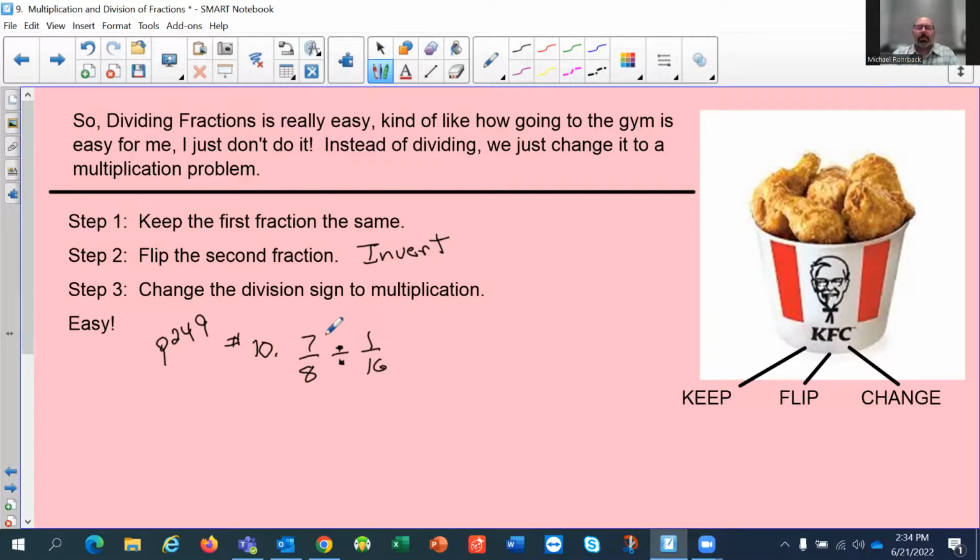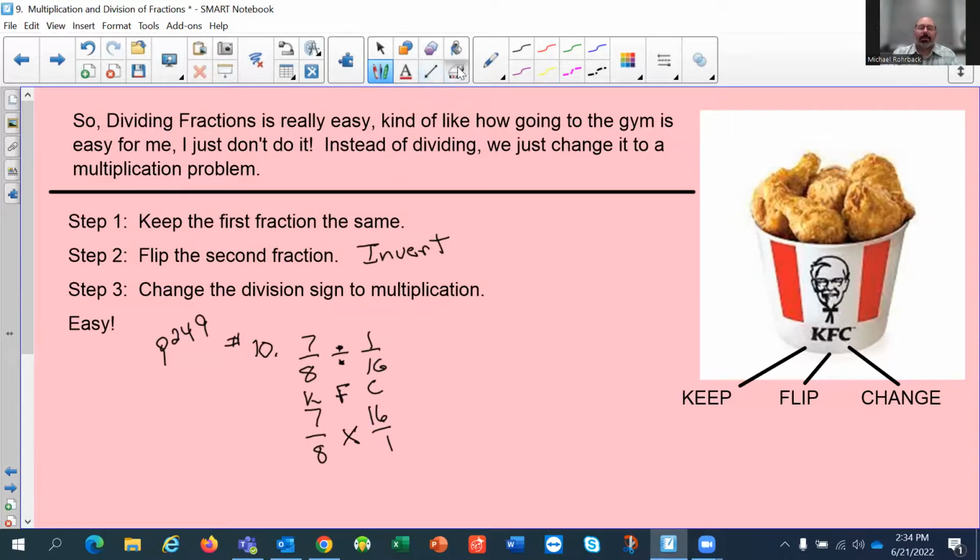So let's do the keep part. There, I kept the first one the same. That's your keep. Now we're going to flip. 1/16 becomes 16 over 1. Now we're going to change it. KFC, keep, flip, change, Kentucky Fried Chicken. We're going to keep, flip, change, and we're going to change this to multiplication.